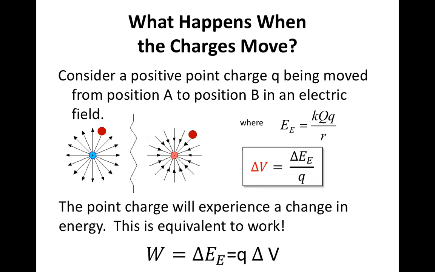So what happens when the charges move? We've sort of already done this before. If we consider a positive point charge Q being moved from position A to position B within an electric field, we know these equations to be true. So we have a potential difference. We did potential equals EE over Q, and now the change in potential, or the potential difference, is equal to the change in electrical energy over charge.